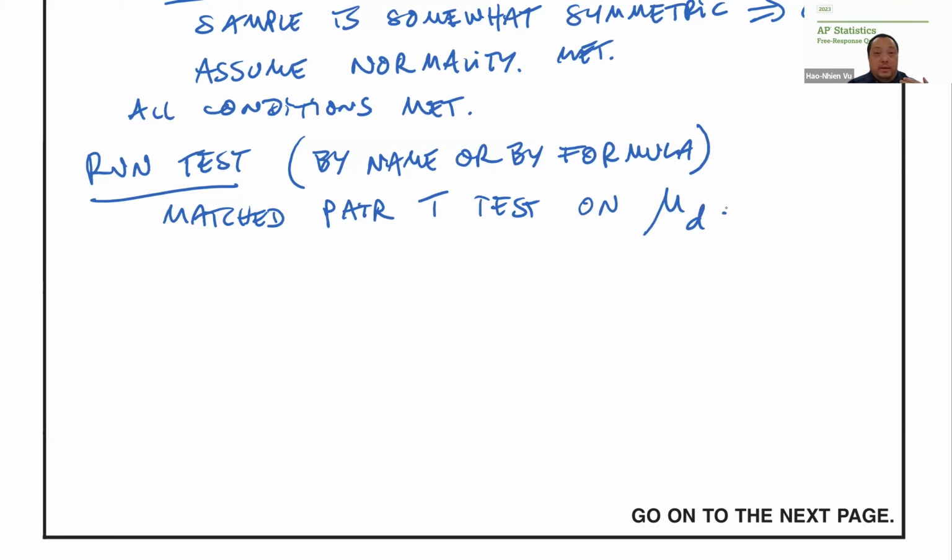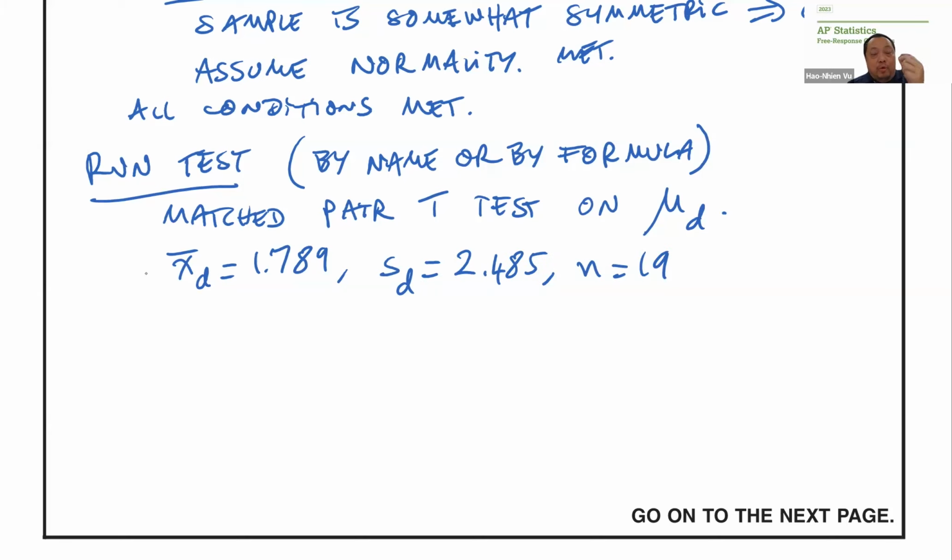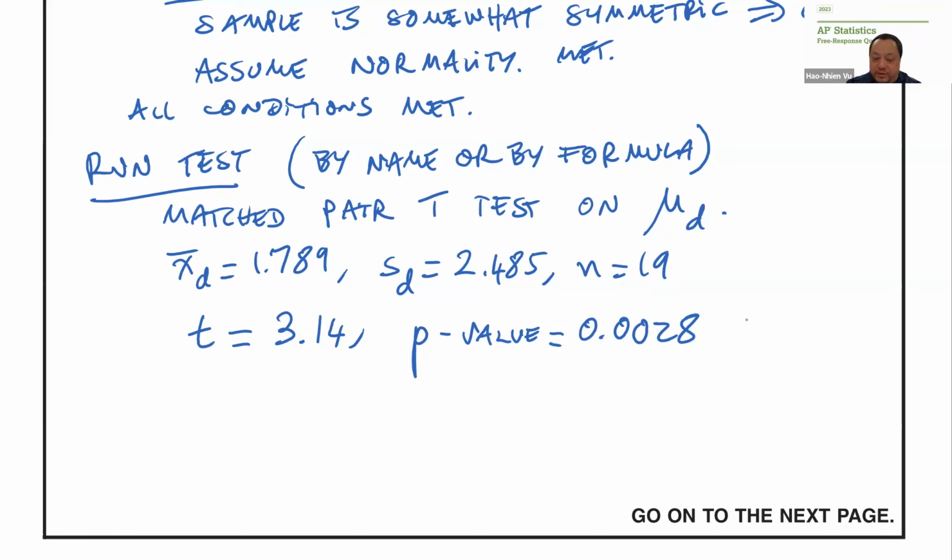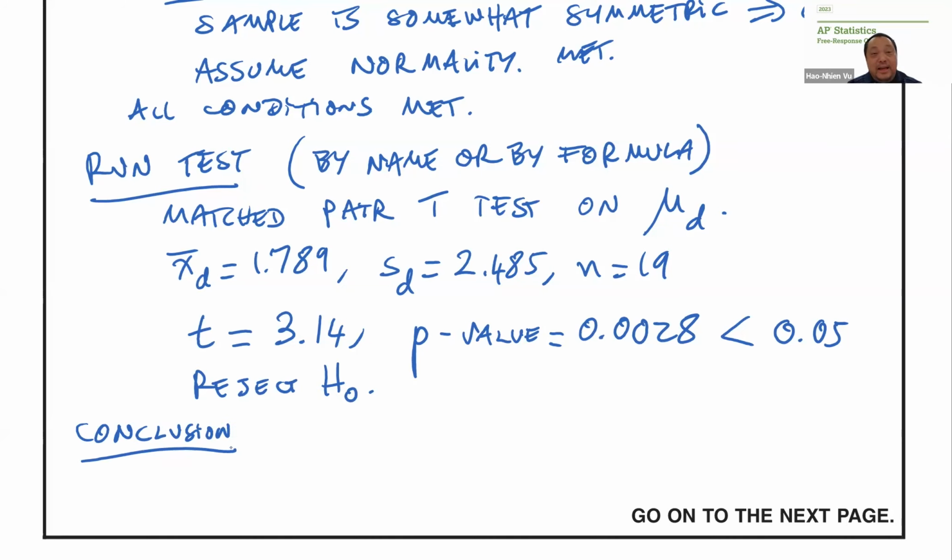And one thing I advise people to do if you have time is to put in the input. For a hypothesis test, the AP always requires both the test statistic and the p-value. This p-value is less than 0.05, so we reject H naught. That's the end of the calculation.